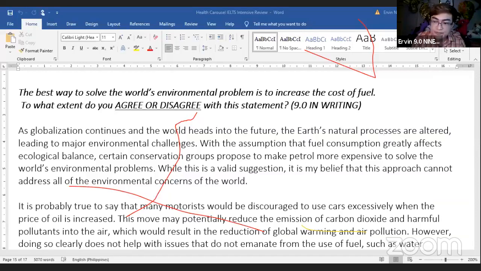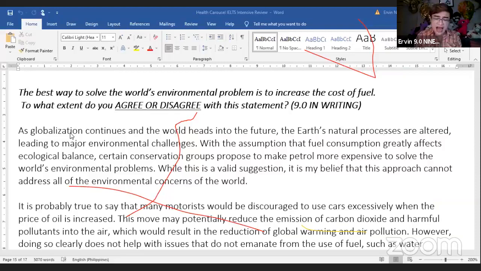There you go. The Earth's natural processes are altered, leading to major environmental challenges. So what did you notice in Brian's first sentence? He started with the general topic. And what is the general topic here? Environment. He did not mention fuel yet, because that's the specific topic, which he is expected to present in the next sentence. Now, what about the second sentence, if I may read it for you?